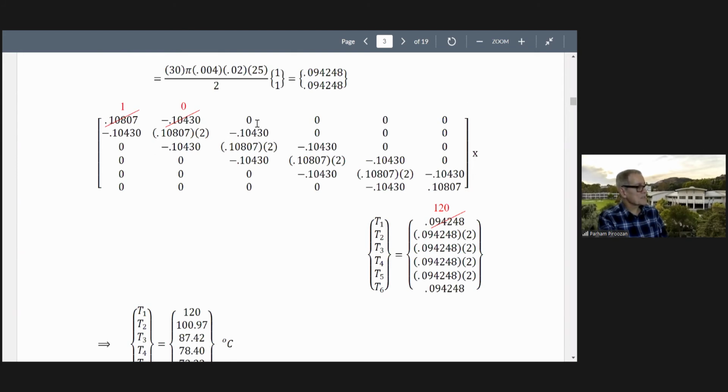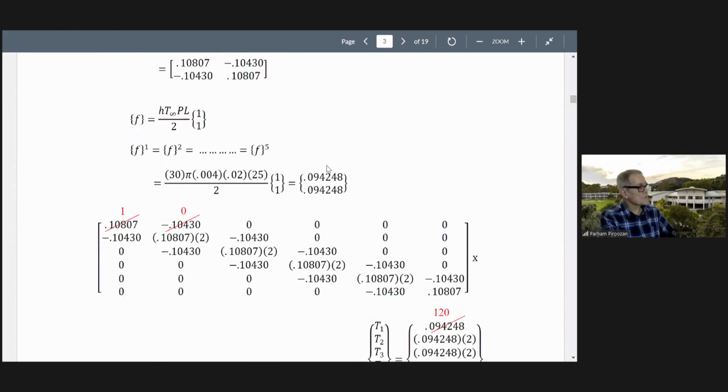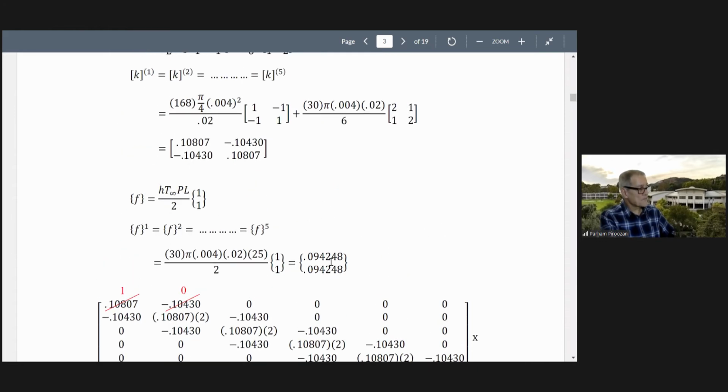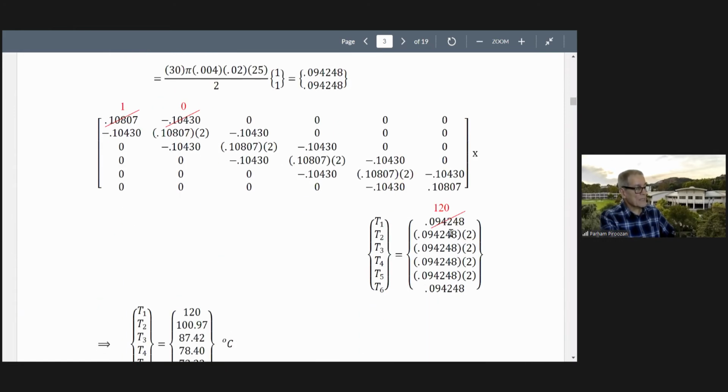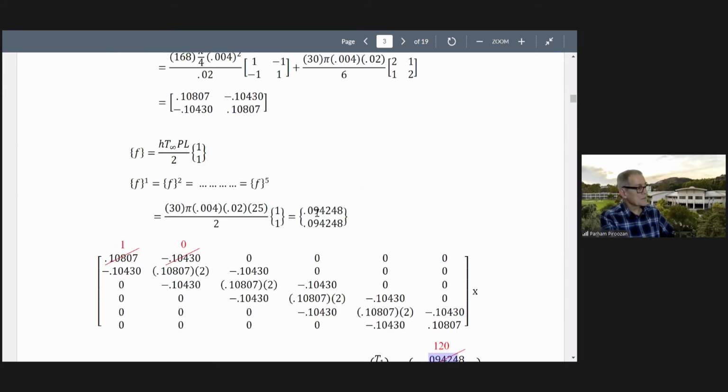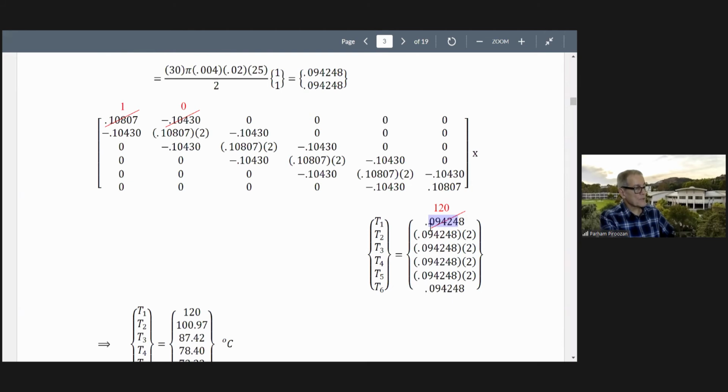Set up the system of equations. It is like this. Element 1 sits here, element 2 sits here, element 4 and element 5, times the temperature vector is equal to the heat flow vector. F is now this F. This F comes here. For element 1 sits here, for element 2 sits here, so it doubles this one, and then for the end elements, it is just this term, 0.094248, for the end nodes.